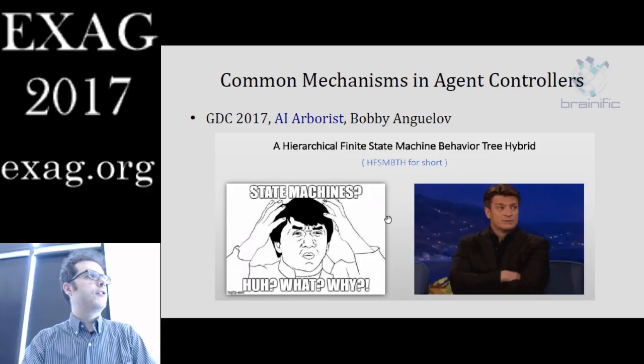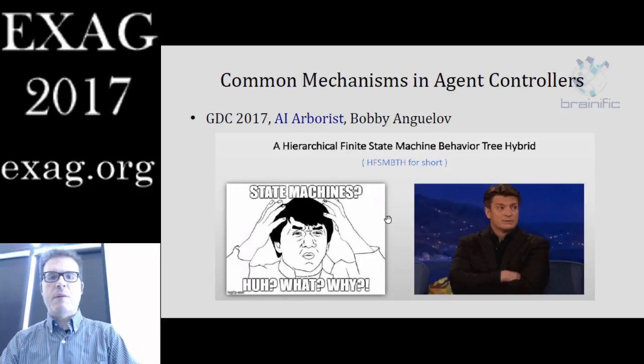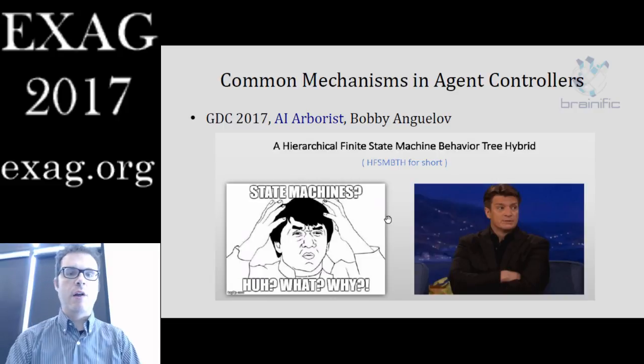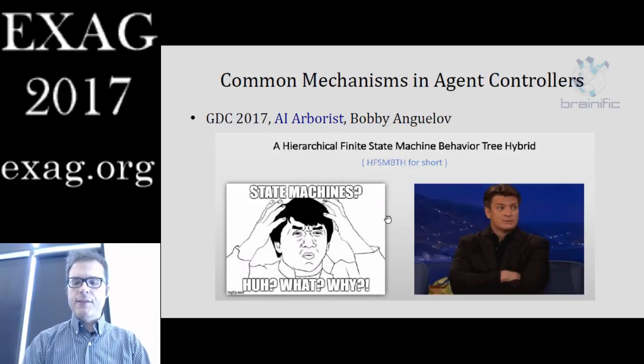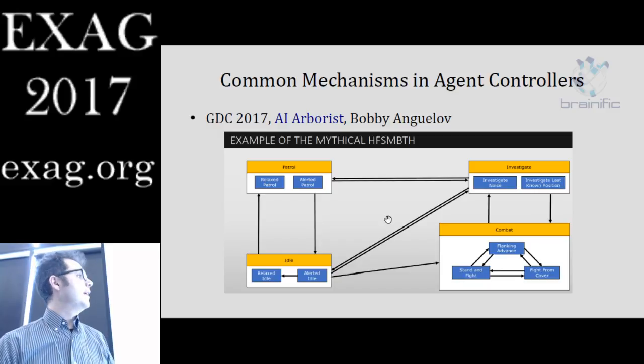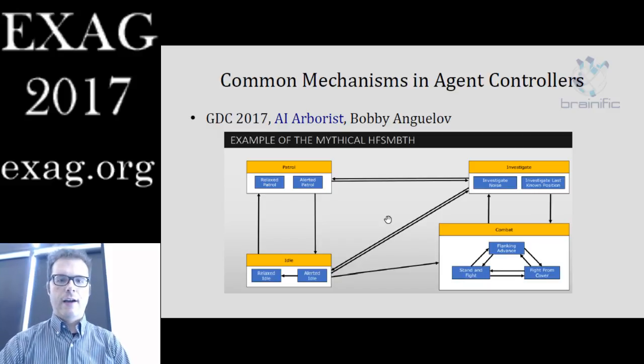So a bit of introduction. In last GDC, Bobby Angelov at the AI Arborist session commented on a new idea, a hierarchical finite state machine behavior tree hybrid. And the rationale for that was that a behavior tree, if you look at it, is a kind of solution to some badly specified contingent planning problem. So it's badly suited to continuously running actions. So he proposed a hierarchical finite state machine in which you could find behavior trees that were run at different stages.